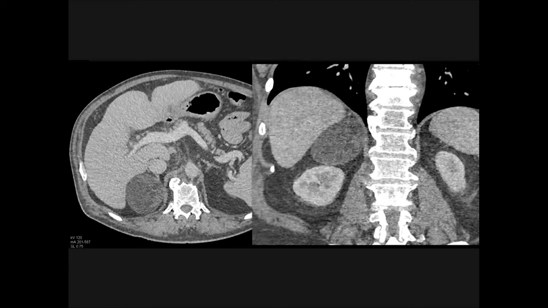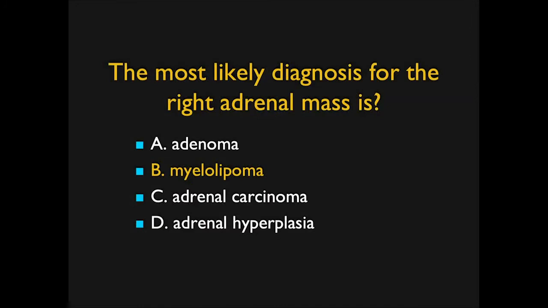It's not an adenoma. Adenomas typically go as low as minus 10. This is minus 30. Carcinomas are solid and irregular and enhanced, and this is not adrenal hyperplasia. So a classic adrenal myelolipoma.